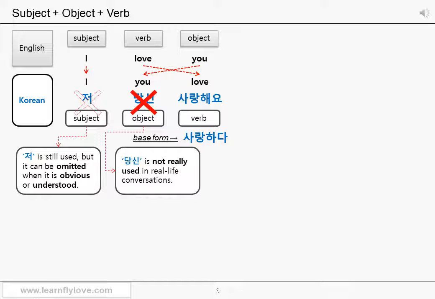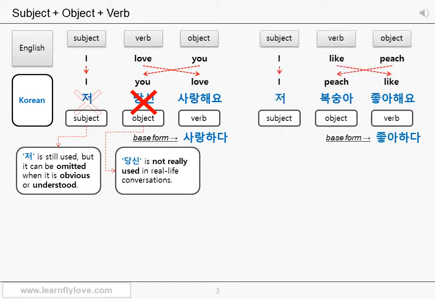Especially for this one, I love you. Koreans usually don't say I and don't say you, but just say love. So we just say 사랑해요, even without 저, because it's so obvious that I am telling you. Let's see the next sentence. The English sentence first. I like peach. Of course, in English, you say I like peaches. You would use a plural.